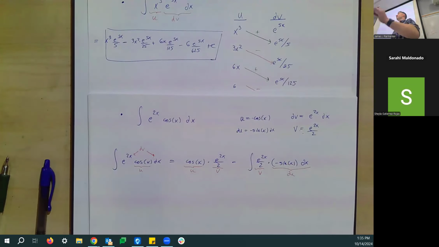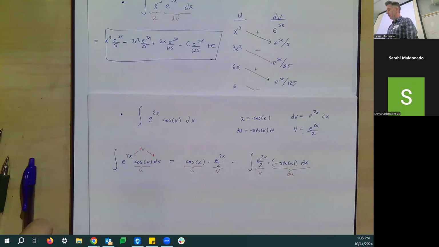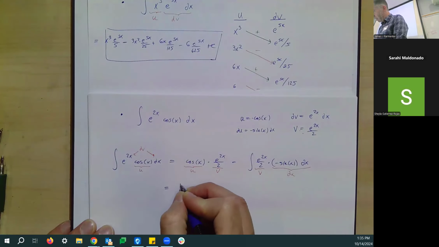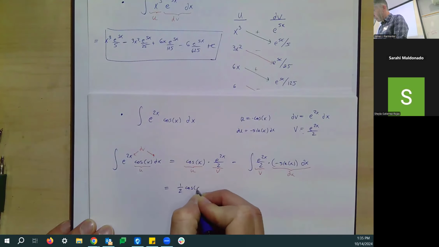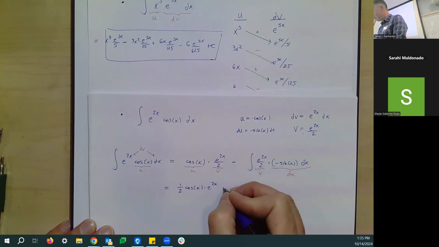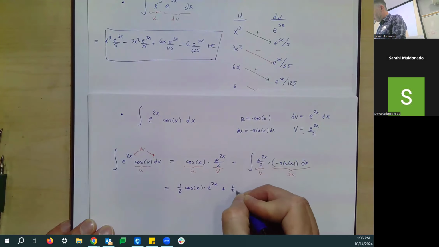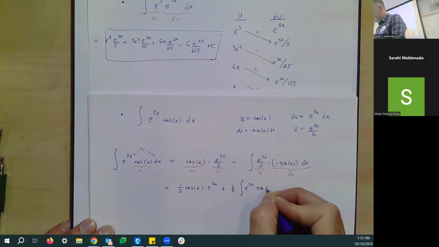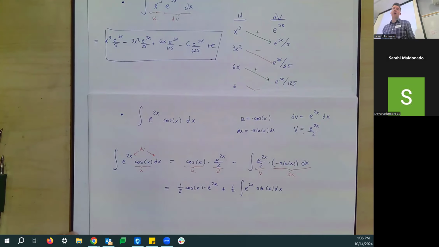And before we start doing integration by parts again, which we're going to do, I would recommend simplifying this just a little bit to make it look a little less gross, specifically the integral part here. So I would rewrite this as 1/2 cosine of x times e to the 2x. Minus a minus is plus, and I'd bring out the 1/2 coefficient. So 1/2 the integral of e to the 2x sine of x dx. And now we have to do integration by parts again.